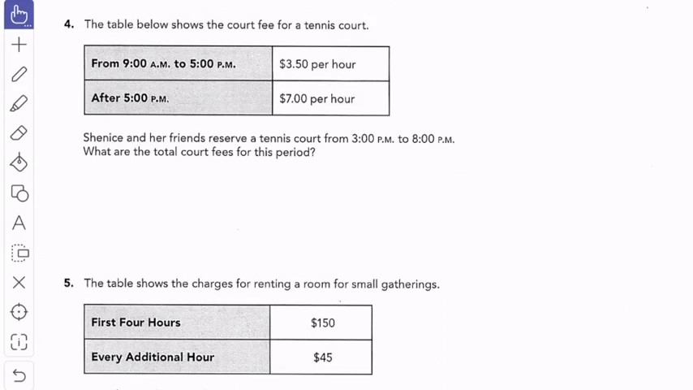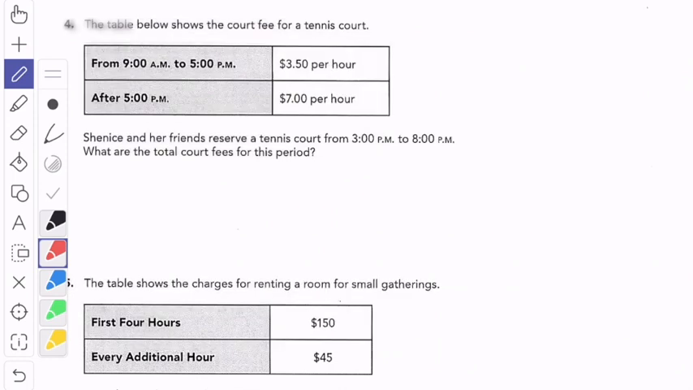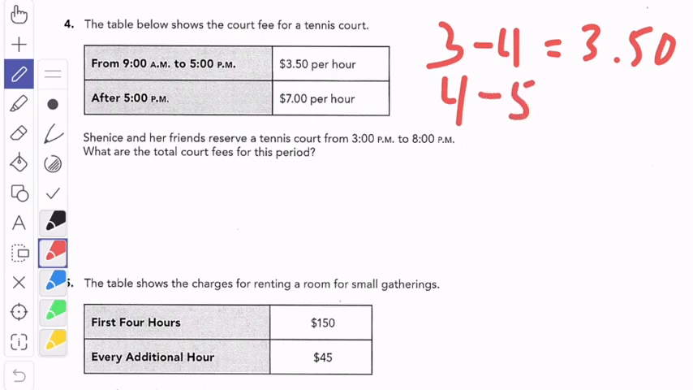All right, boys and girls, on the next one, what I would do is set up a little bit of a table. So for here, it says from 9 to 5, it's $3.50 per hour. After 5 is $7 per hour. So we're going from 3 p.m. to 8 p.m. There's many ways to do it, but here's one way. 3 to 4, that's 3 o'clock to 4 o'clock, equals $3.50. The next one would be 4 to 5, and that equals another $3.50.